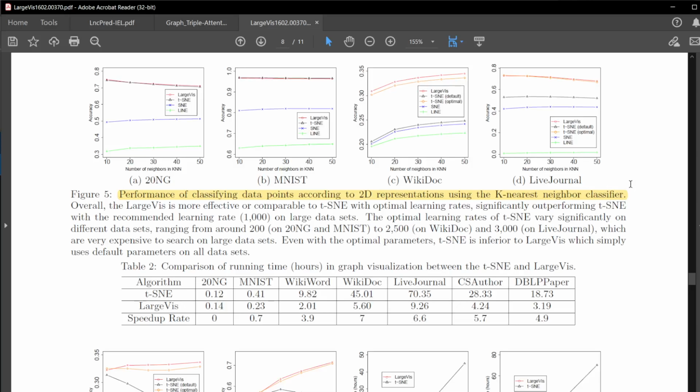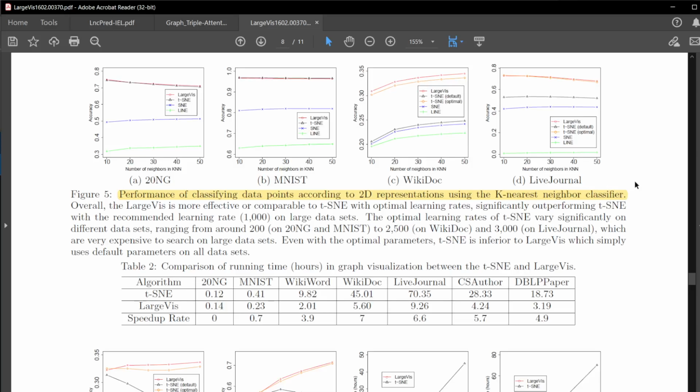The optimal learning rates of t-SNE vary significantly on different data sets, ranging from around 200 on 20ing and MNIST, to 2500 on Wikidoc and 3000 on LiveJournal, which are very expensive to search on large data sets. Even with the optimal parameters, t-SNE is inferior to LargeVis, which simply uses default parameters on all data sets.